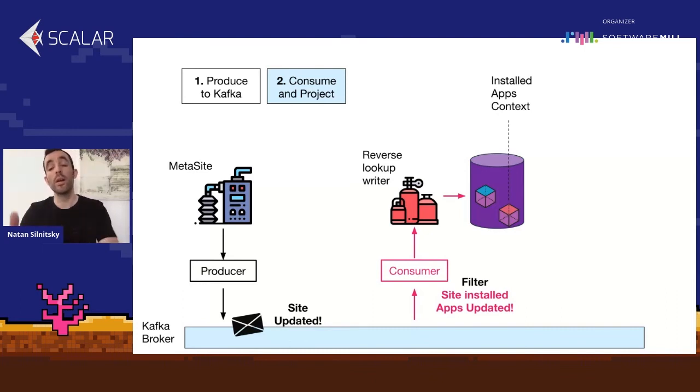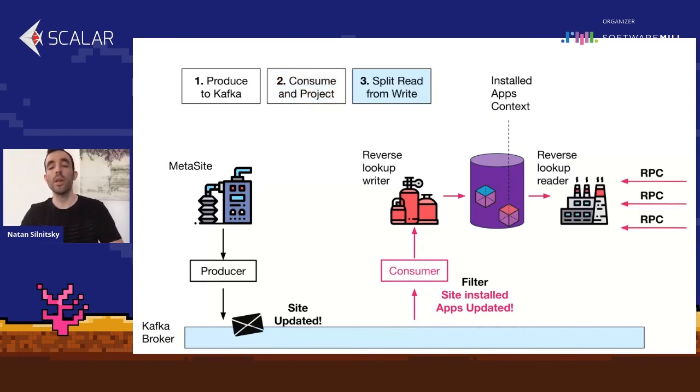We only project the part of the information that we are interested in in our consumer. And then we put it on its own database with only the installed apps context of the meta site. So while there's duplication of data here, it makes it much easier to handle the growing performance and load in an eventually consistent manner. Another additional optimization here is to split up the write service from the read service. So all the gRPC requests that are interested in installed apps metadata for the site will go to the reader service.